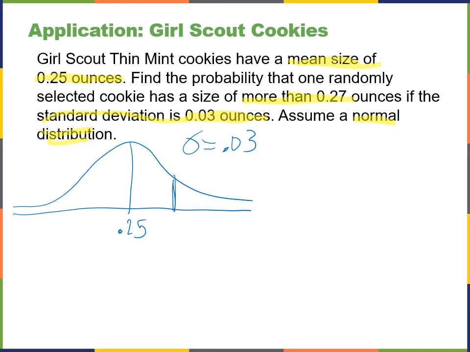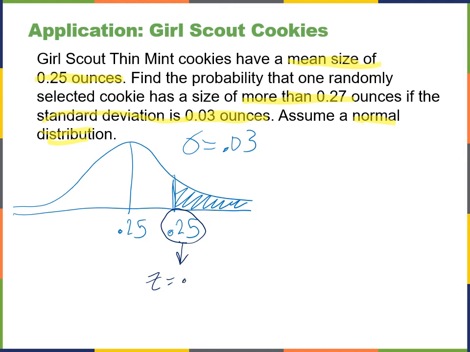0.27 would be sitting on this side of 0.25, on this side of the mean, and I want more than. So I want to figure out what that area is. All right, well, what can I do? I can convert this weight to a z-score. You always have to convert to a z-score, because that's the only way we can use the table.